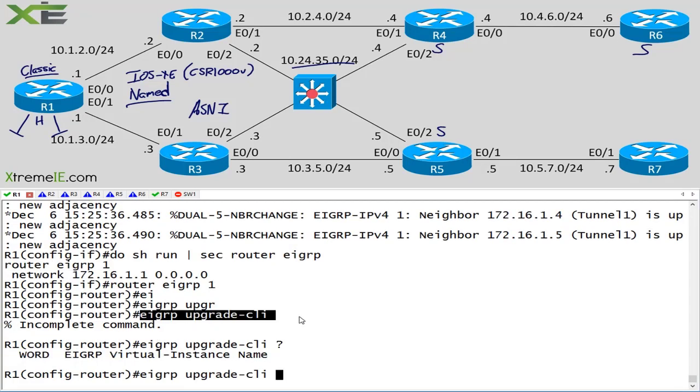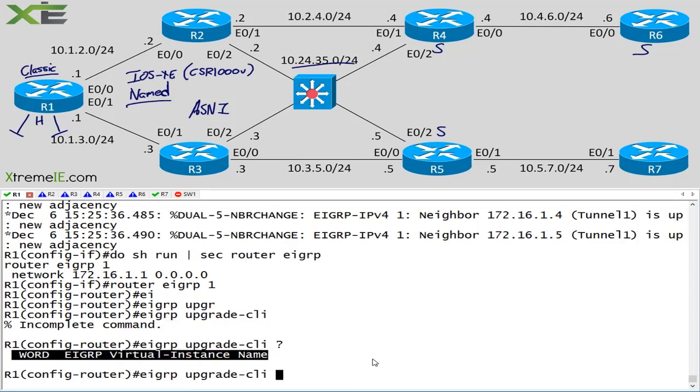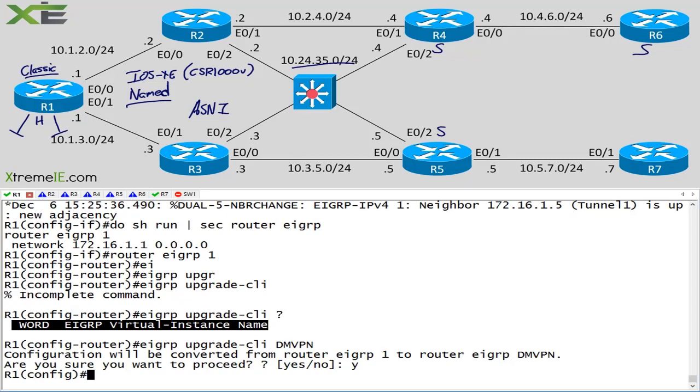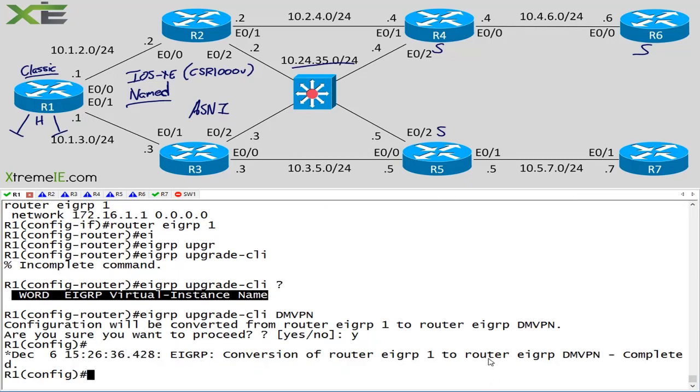Most of us are used to BGP, where we would come in and say upgrade CLI, yes, and it would upgrade BGP. But since we're going from classic to named mode, we need to actually give this guy the name that we want. So we'll just say DMVPN. It's going to say, are you sure you want to do this? Yes. It's going to pop up and say, hey, now your conversion is complete.